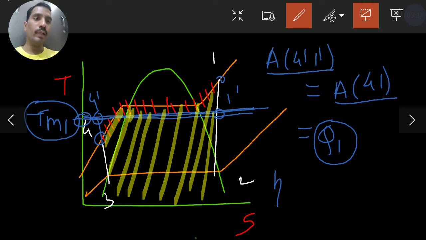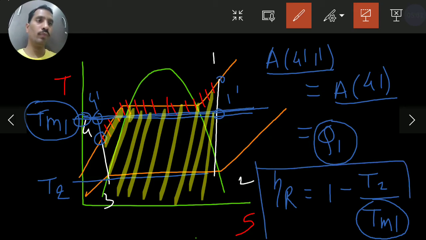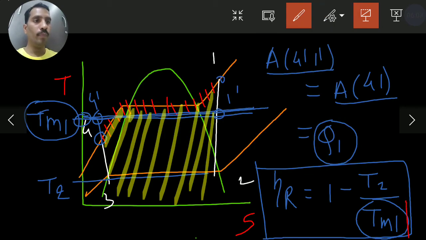Then for calculating the efficiency of a Rankine cycle, we consider this temperature: 1 minus T2 divided by Tm1. Earlier we made some mistake. Here I had taken it as T2, but instead of T2 this should be the high temperature Tm1. So from this efficiency formula you come to know that if you increase Tm1, the mean temperature of heat addition, efficiency increases.